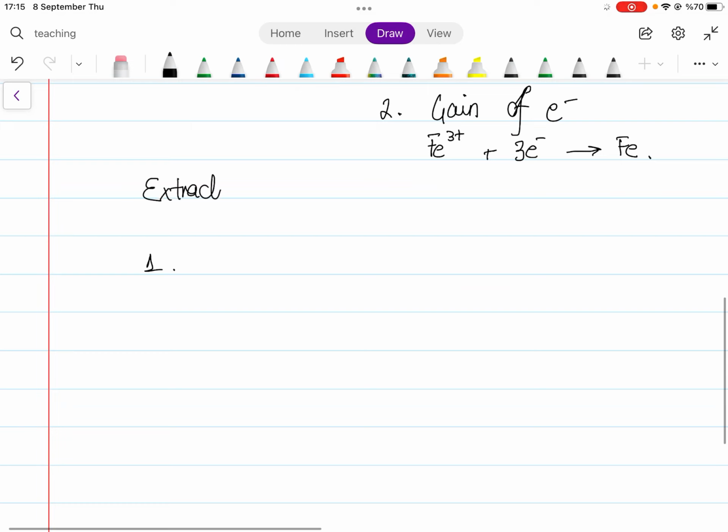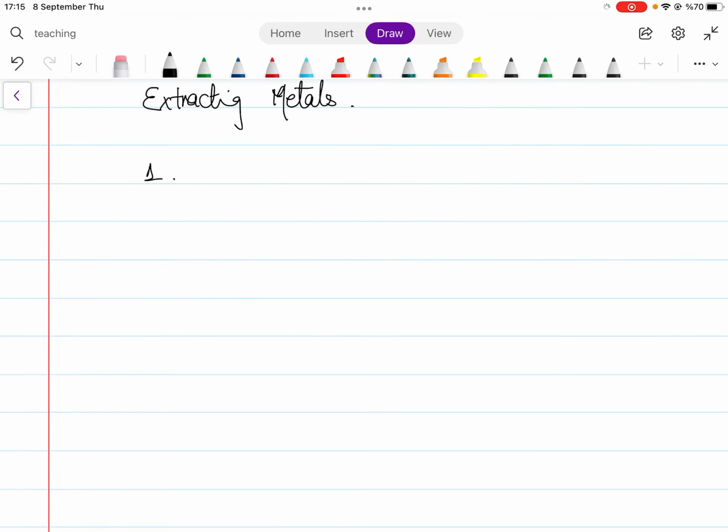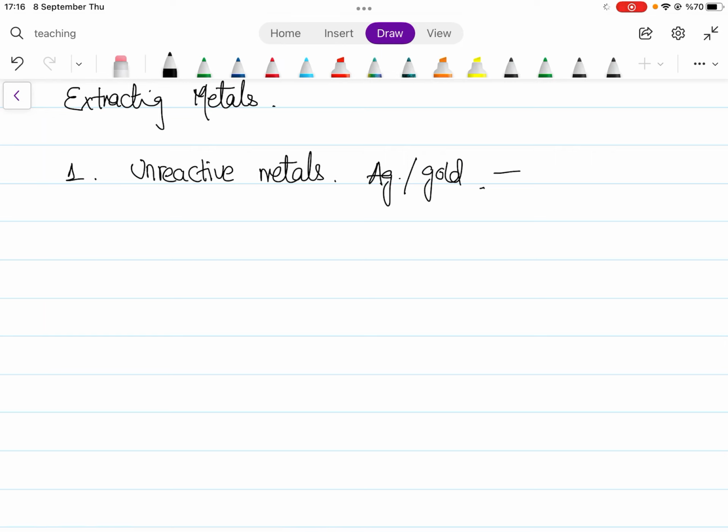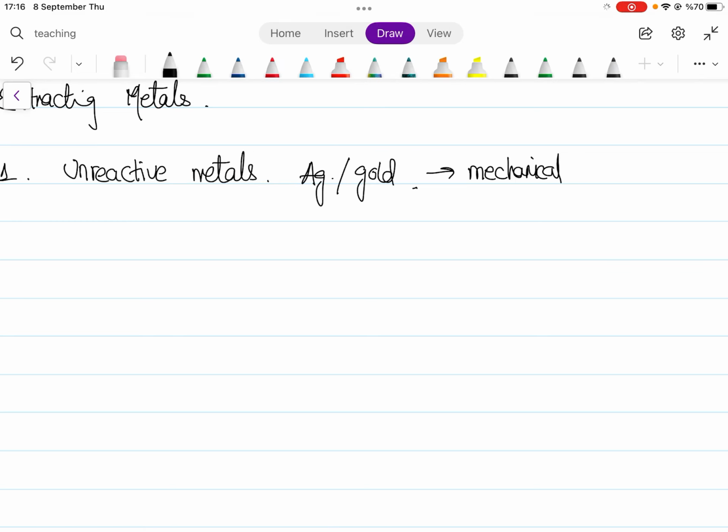Now there are different methods of extracting metals. Let's write our heading: extracting metals. Number one is for unreactive metals. Examples include silver, Ag, and gold, Au. They occur in the ores as elements. All you do is mechanical separation, physical separation of them, and that's it. Just like you're separating the metal from sand and other impurities, it's like removing stones from the soil. It does not involve any sort of chemical reaction. So this is mechanical separation for such metals.